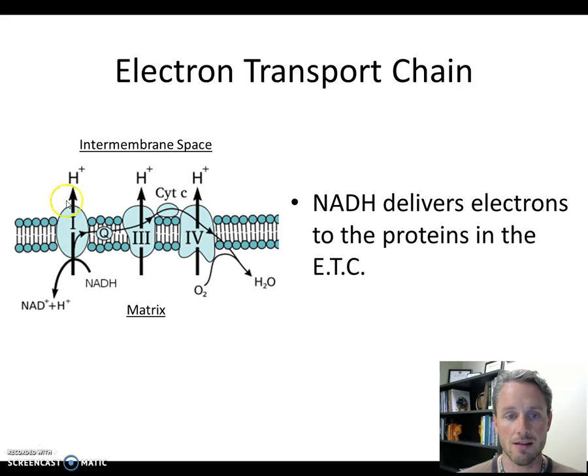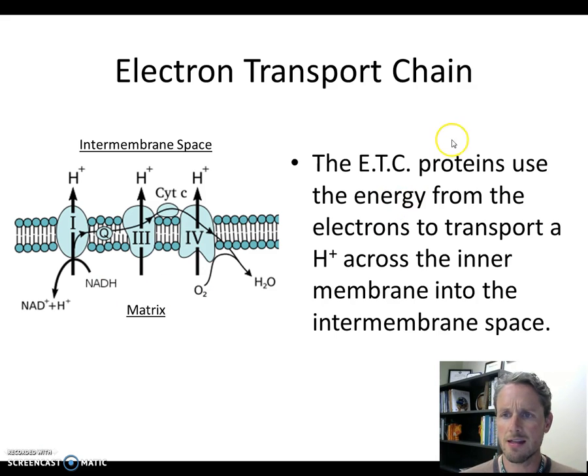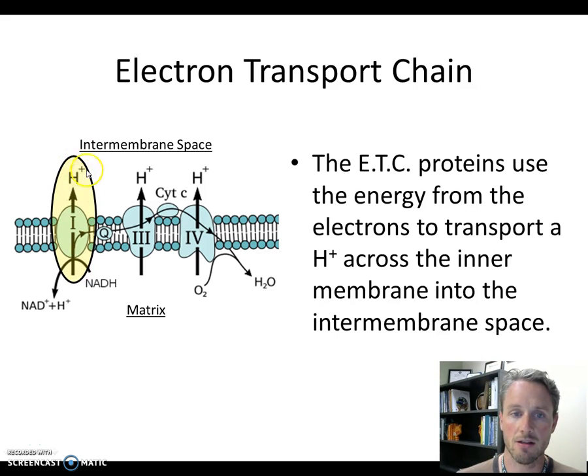It's going to take the electrons off of NADH and make NAD plus. The electrons will now be in this protein. So first step, we're dropping off those electrons. What happens once those electrons are in this protein? These electron transport chain proteins use the energy from the electrons to do work. The work they do is that they transport a hydrogen ion across the membrane from the matrix to the intermembrane space. So let's highlight that here. This protein, labeled number one, when it's holding those electrons it got from NADH, grabs an H plus from the bottom, the matrix, and moves that H plus to the top into the intermembrane space.